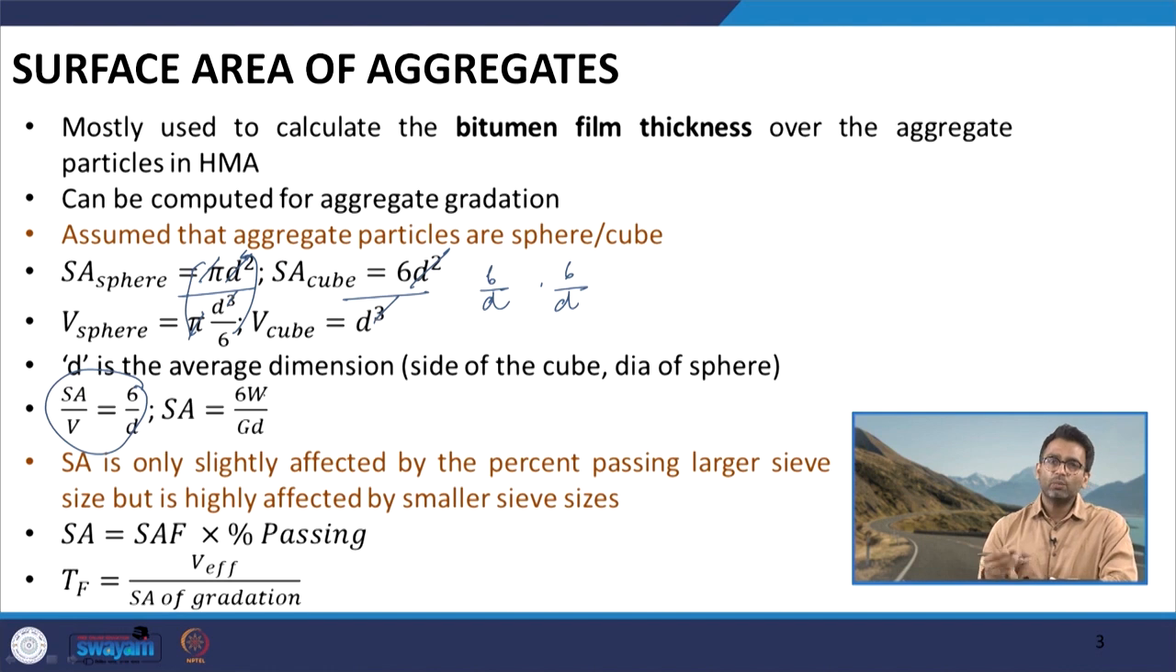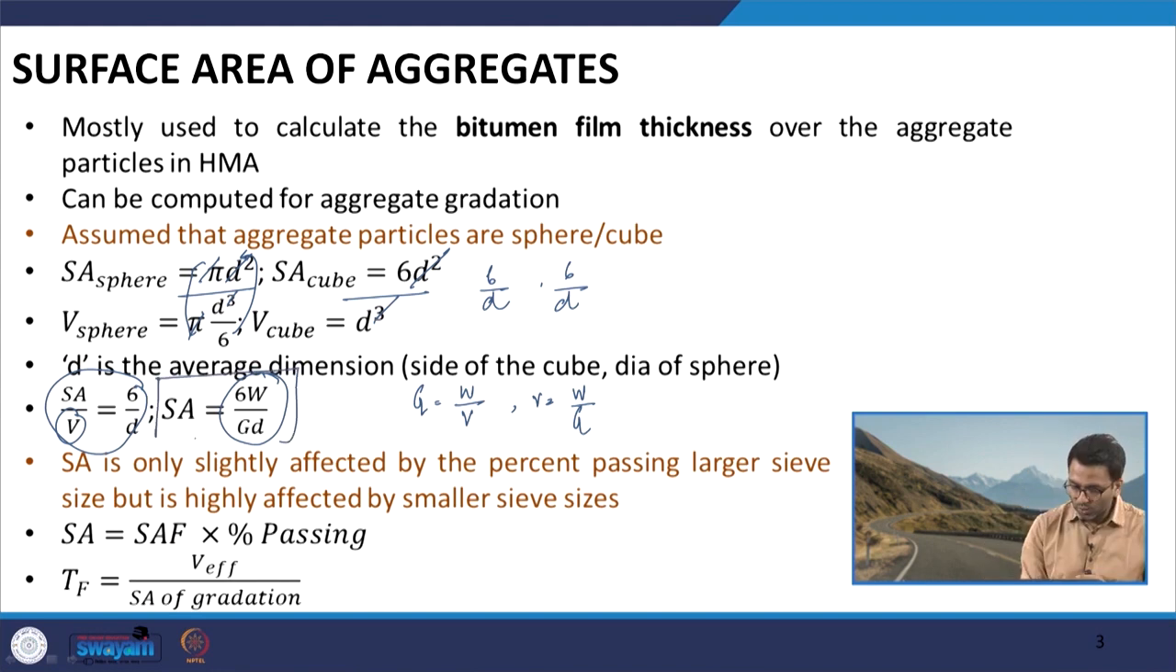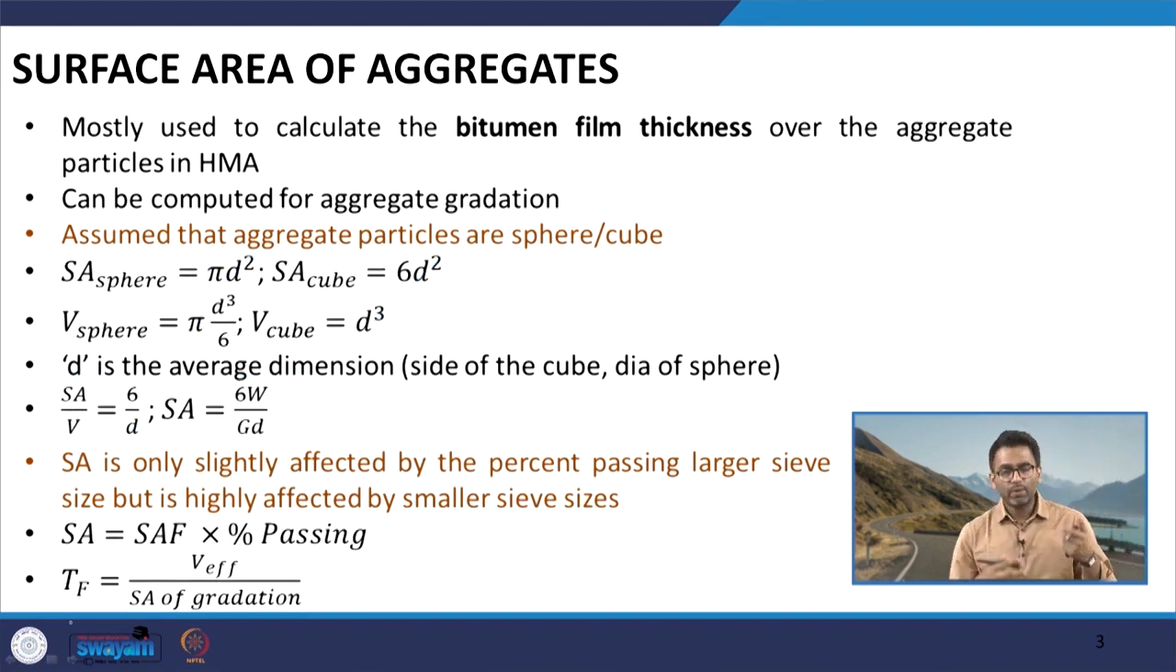Now, volume can be represented in terms of mass and specific gravity. We know that specific gravity is equal to weight by volume. So, here volume becomes equal to weight by specific gravity. If we put V is equal to W by G, then surface area becomes equal to 6 W by Gd, all right. Here you can see, if you know the average size of the particle, the weight of the particle, and the specific gravity of the particle, then very conveniently we can approximately calculate the apparent surface area of the aggregate particle.